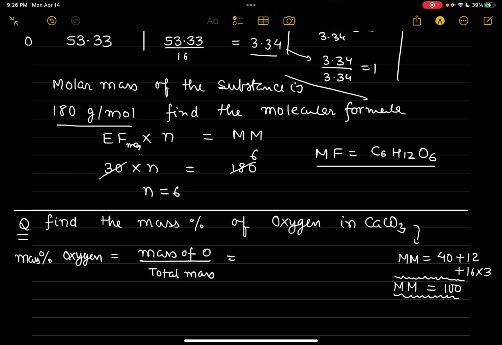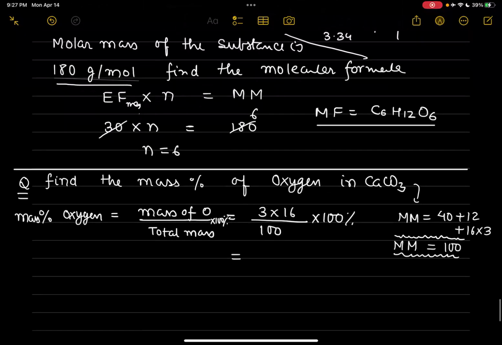How many O you took? 3. And mass of oxygen is 16. Yes, 16, divided by 100, into 100 because it is percentage. Sometimes they just ask you the elemental percentage. So it is 48%, 48% oxygen by mass. Got it?